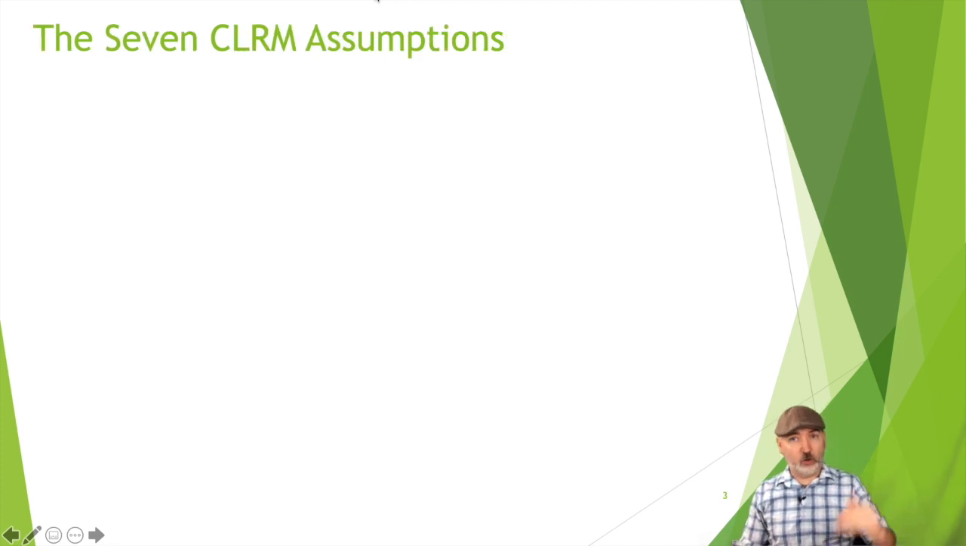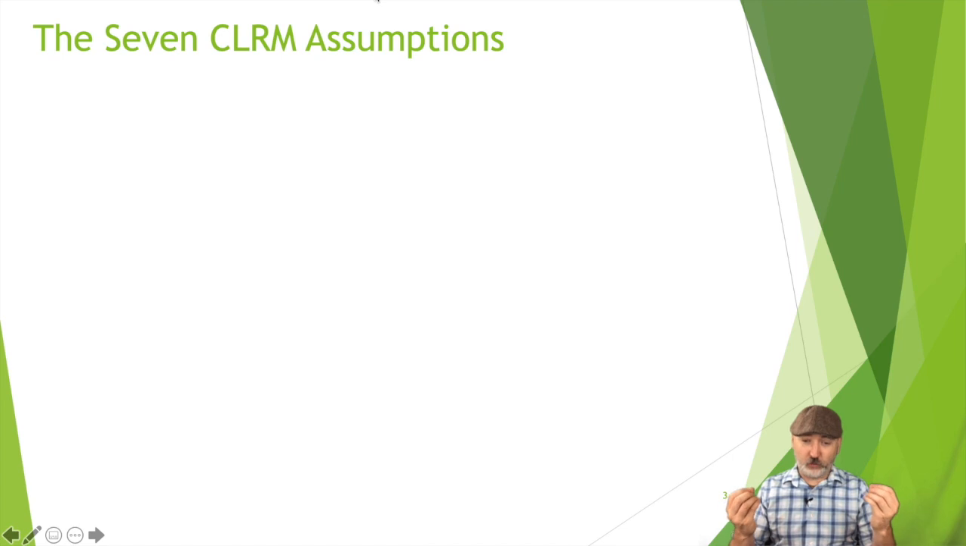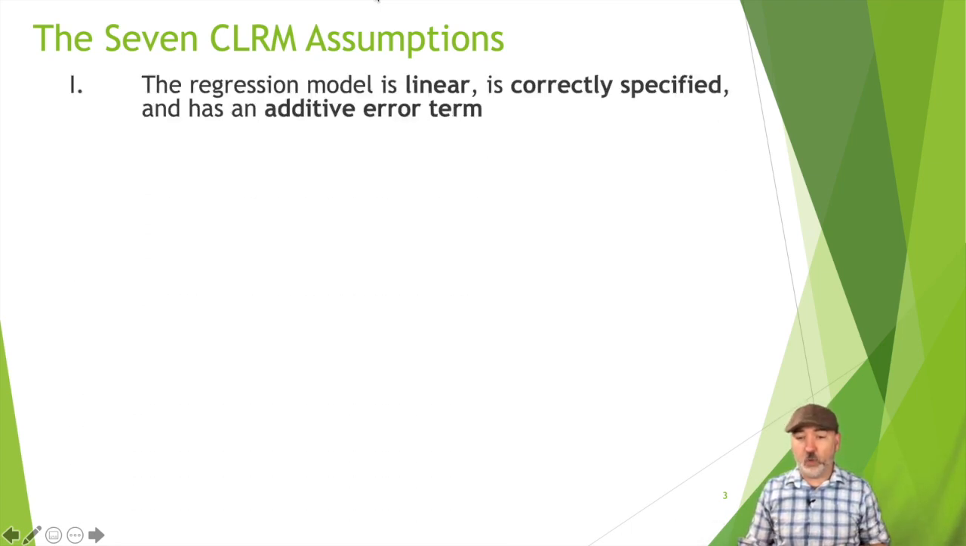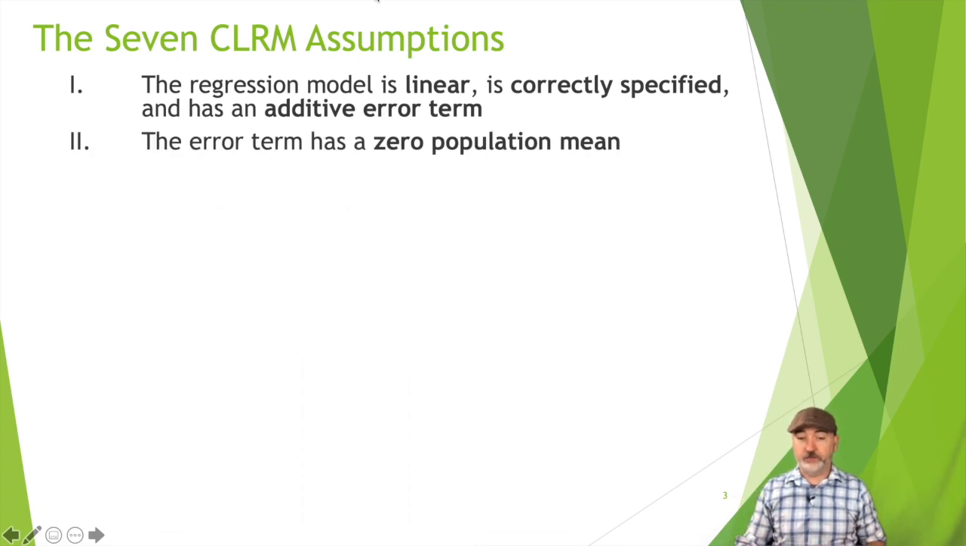Okay, so just to go through the list here, and then we'll walk through them one by one fairly quickly, because the ones that are really going to come back and be important, guess what? There's a whole chapter devoted to each one of them later on down the line. But assumption number one, that the regression model is linear, correctly specified, and contains an additive error term. So that's pretty much a purely mechanical assumption of how the data generation process is assumed to be constructed.